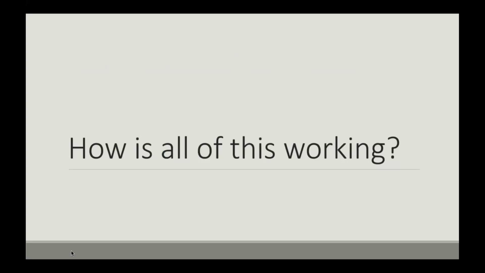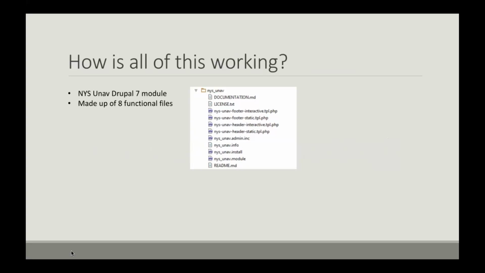So how is all of this working? Here's a file structure of a Drupal 7 module. This is the New York State Universal Navigation Drupal 7 module. It's made up of 8 functional files and a few text files.